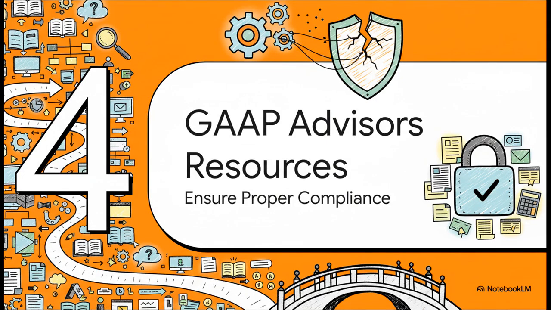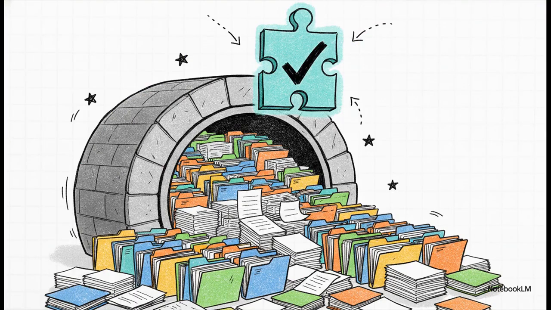Section 4. Resources from GAAP Advisors. As you can see, a literally tiny oversight can snowball into a major non-compliance issue. So how do we actually prevent this? Well, if you're dealing with complex accounting scenarios, you really need to head over to gapadvisors.com. Their issue repository hosts over 4,500 issues and detailed responses on Indian accounting standards and Indian GAAP.